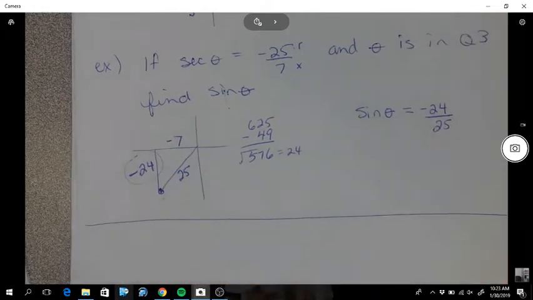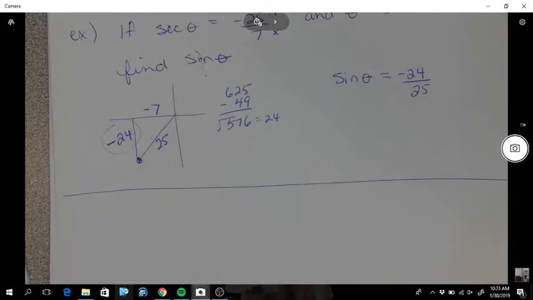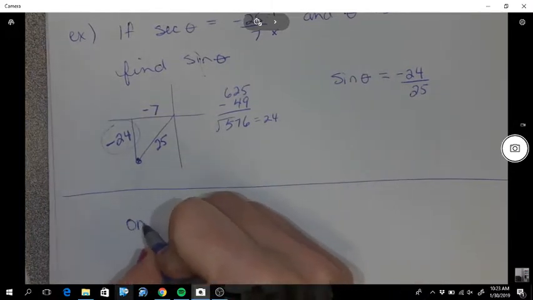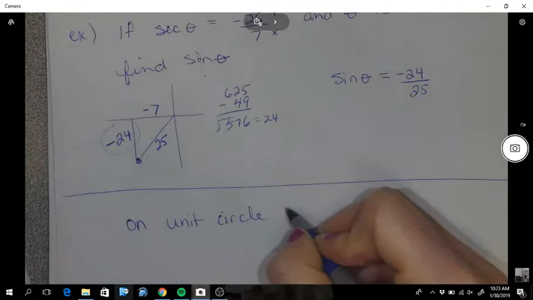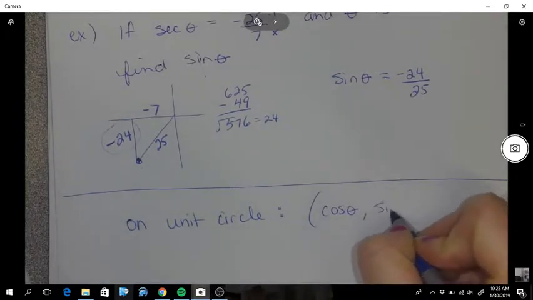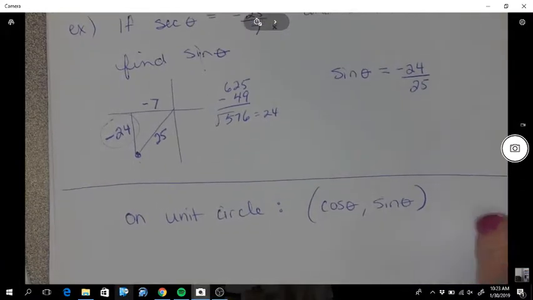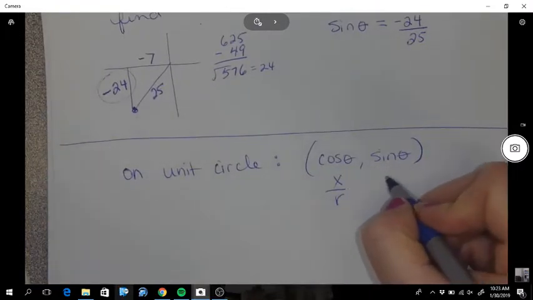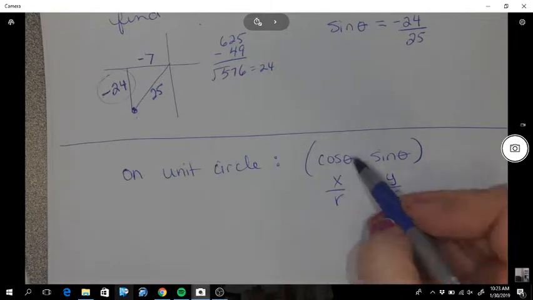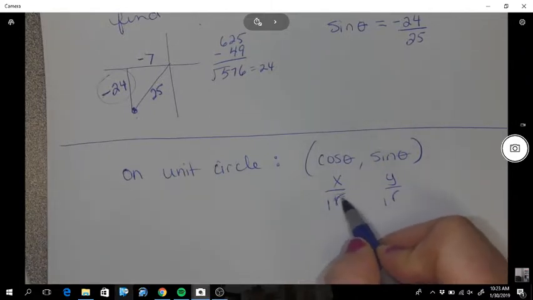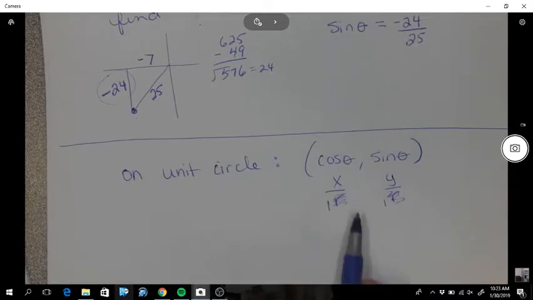Okay, I can do more, but I think I'm just going to stop there and let you work. But any point on a unit circle, just remember, has the coordinates cos, sine. Because on a unit circle, when we remembered our ratios, the r is 1. So we don't need to divide, so that's the xy coordinates, the cos, the sine value. So remember that. All right.